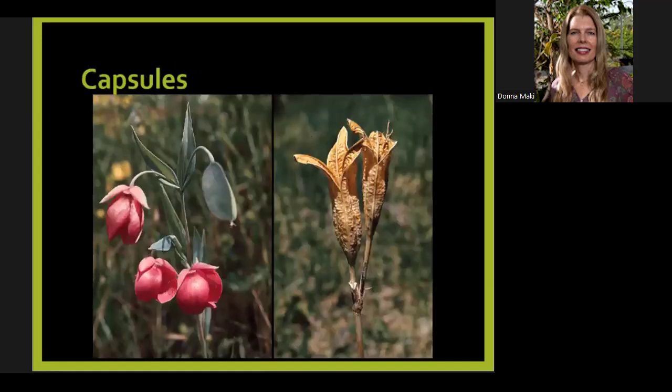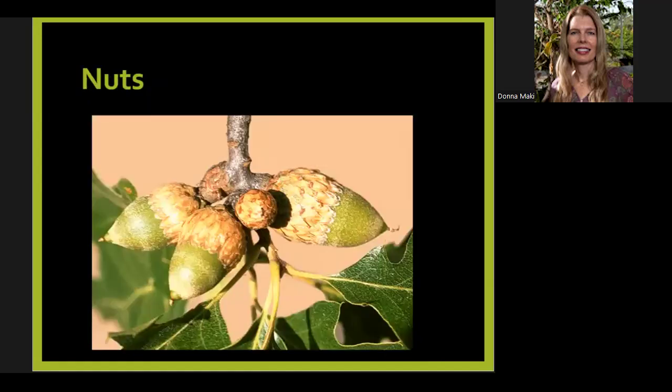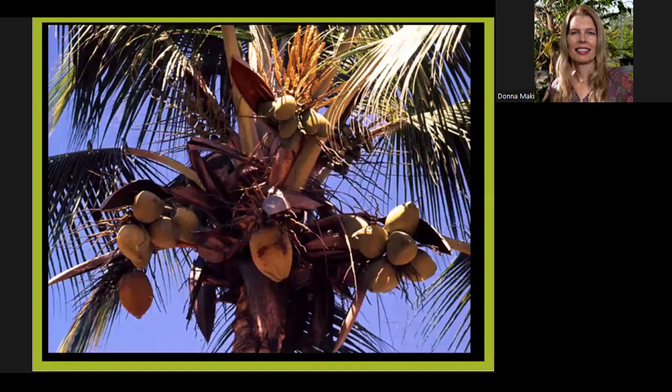Capsules. So lots of interesting diversity. And then, of course, the nuts. You'll hopefully have a coconut to break open. And I think we keep a hammer in the body lab somewhere.